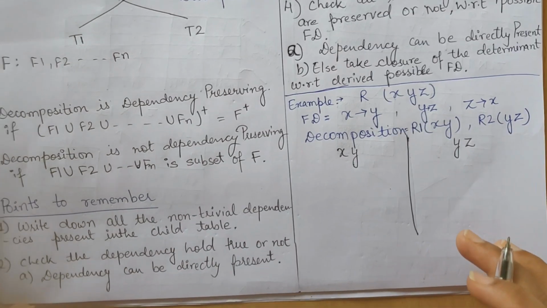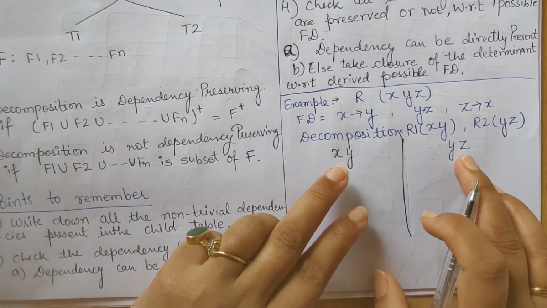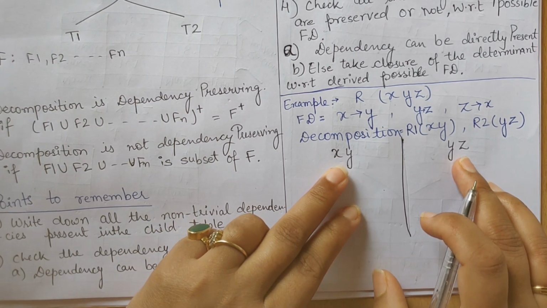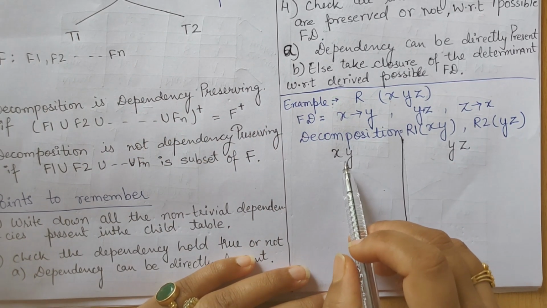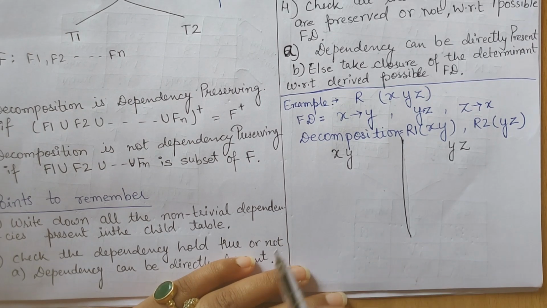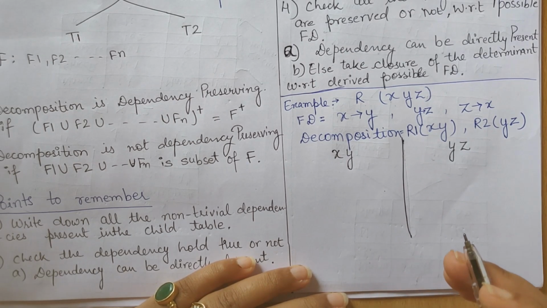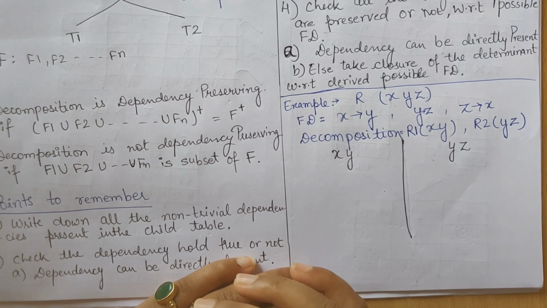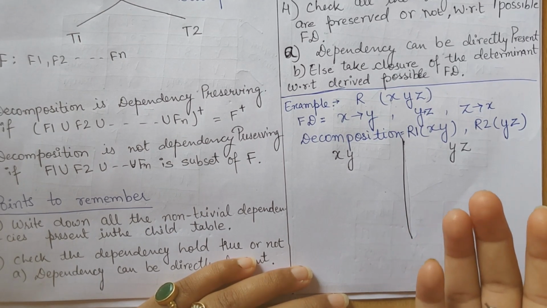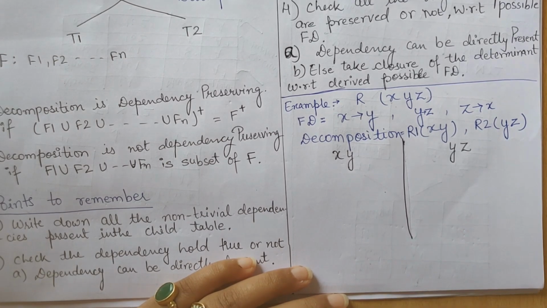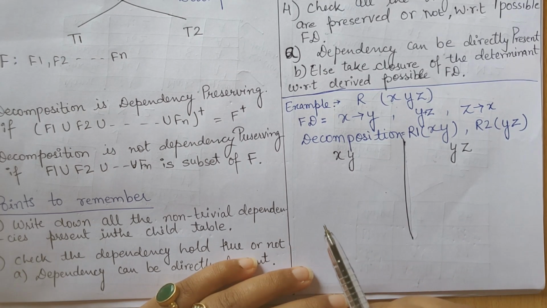Now the first point is saying write down all the non-trivial dependencies present in the child tables. Now I am considering these as my child tables R1, R2 and R as my parent table. And I have to write down all the non-trivial dependencies. Why only non-trivial dependencies? Because trivial dependencies are always true. If I am saying X determines X, if I take the closure of X, definitely I will get X. Correct? So any attribute will be able to derive itself. There is no big deal. So trivial dependencies are already preserved. We just have to check for non-trivial dependencies.